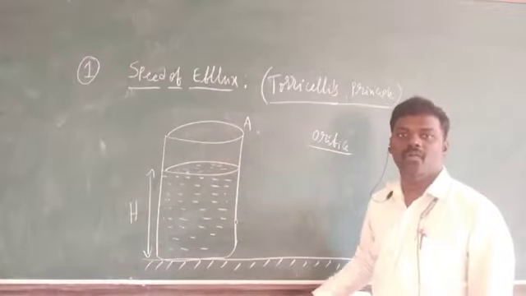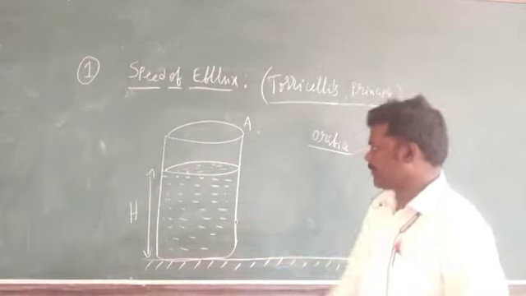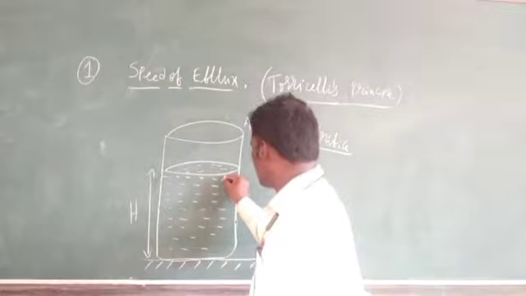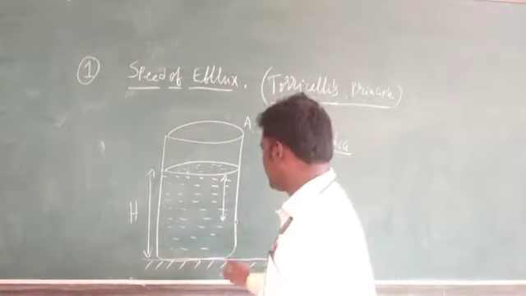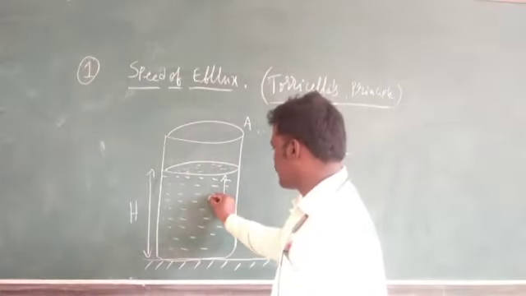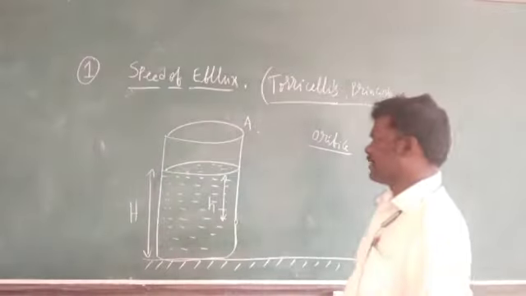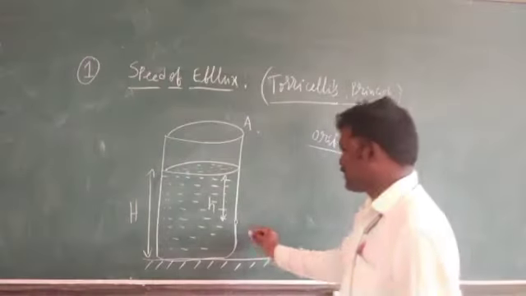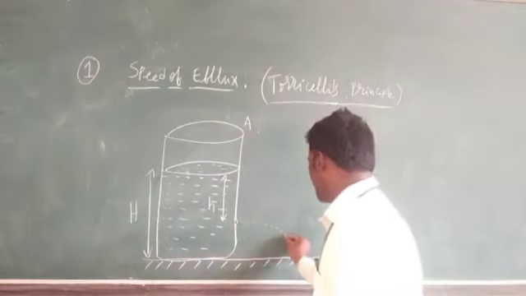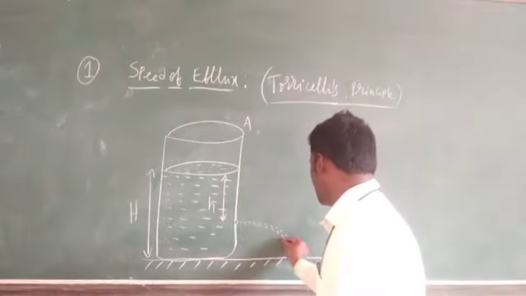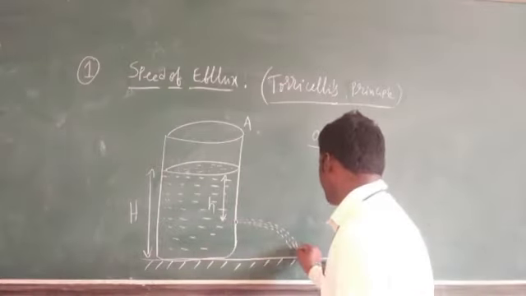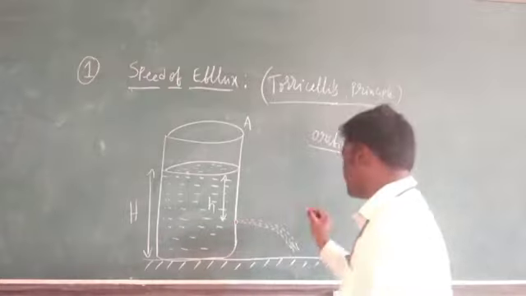It means a small hole made at its bottom. The level of this orifice is taken from the liquid surface; I'm taking that depth as small h. Then what's happening here? The fluid is coming out like this. It is reaching the ground.